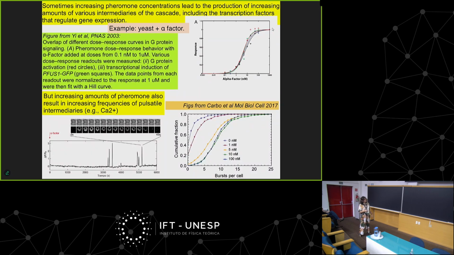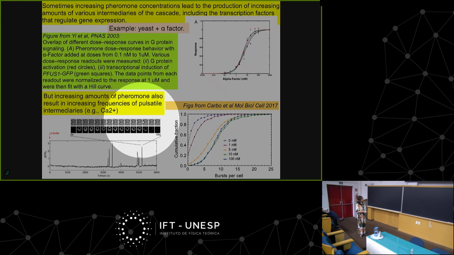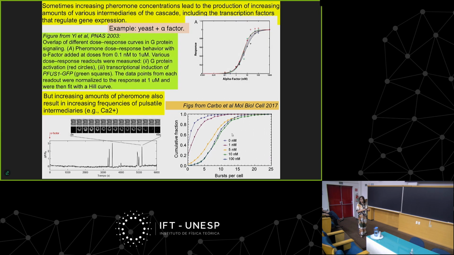But then increasing pheromone concentrations also induce a behavior which is pulsatile in the intracellular calcium concentration. This is an example of the pulses that you observe. And these are the cumulative distribution functions of the number of pulses that you observe in each cell for increasing levels of pheromone concentration, so that you see that you move to the right, which means that you have more bursts elicited when the pheromone concentration is larger. So basically, what we say is that here you have amplitude and frequency encoding.